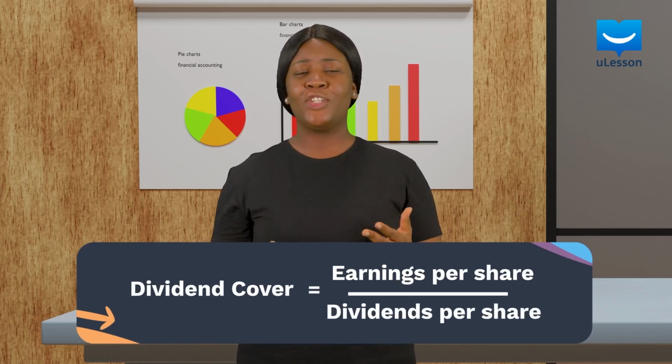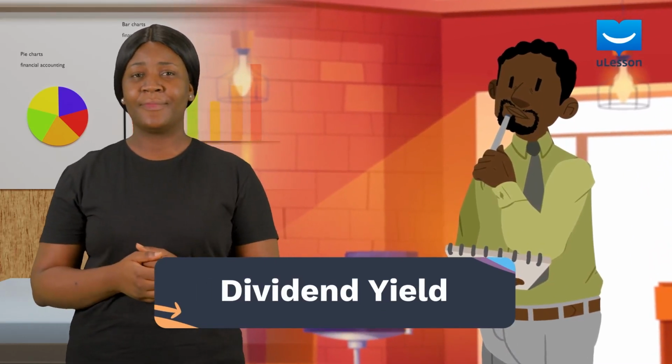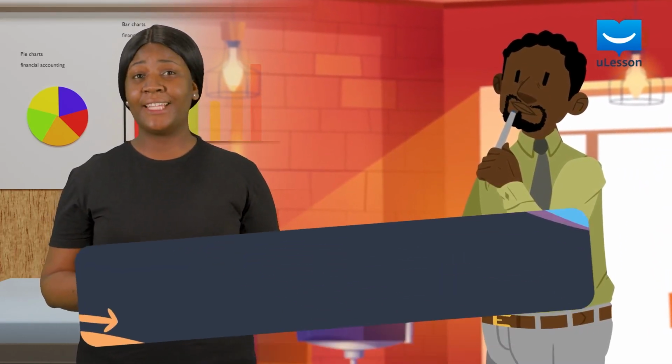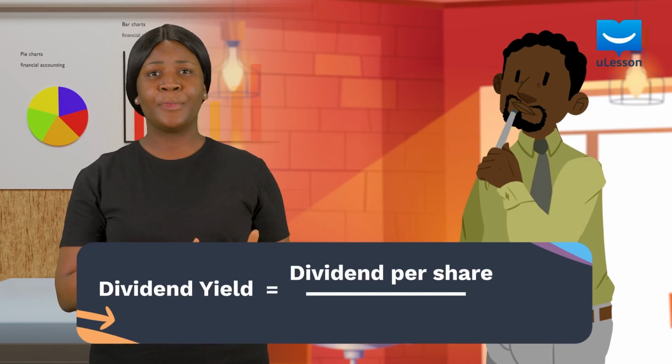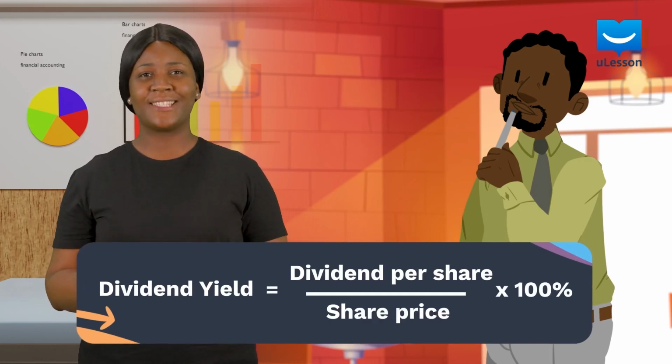By now, you know that shareholders get a return on their investment in the form of dividends. An investor may be interested in knowing the rate of return they would get by investing in Flora PLC. To do this, they would need to calculate the dividend yield on the shares of the company. It is calculated by dividing the dividend per share by the share price and multiplying by 100%.